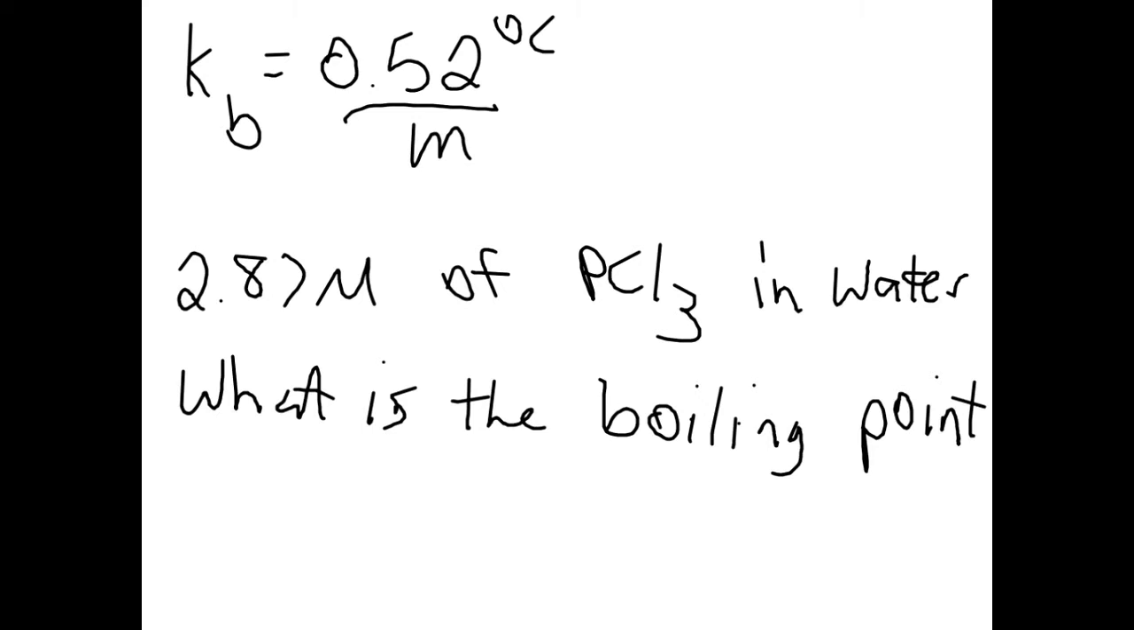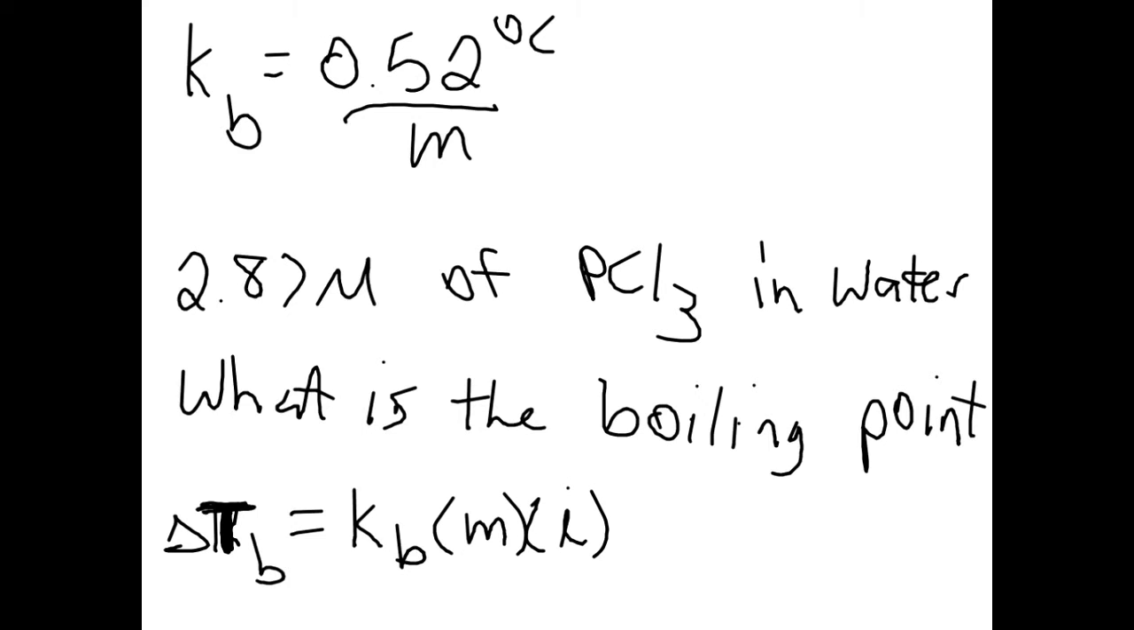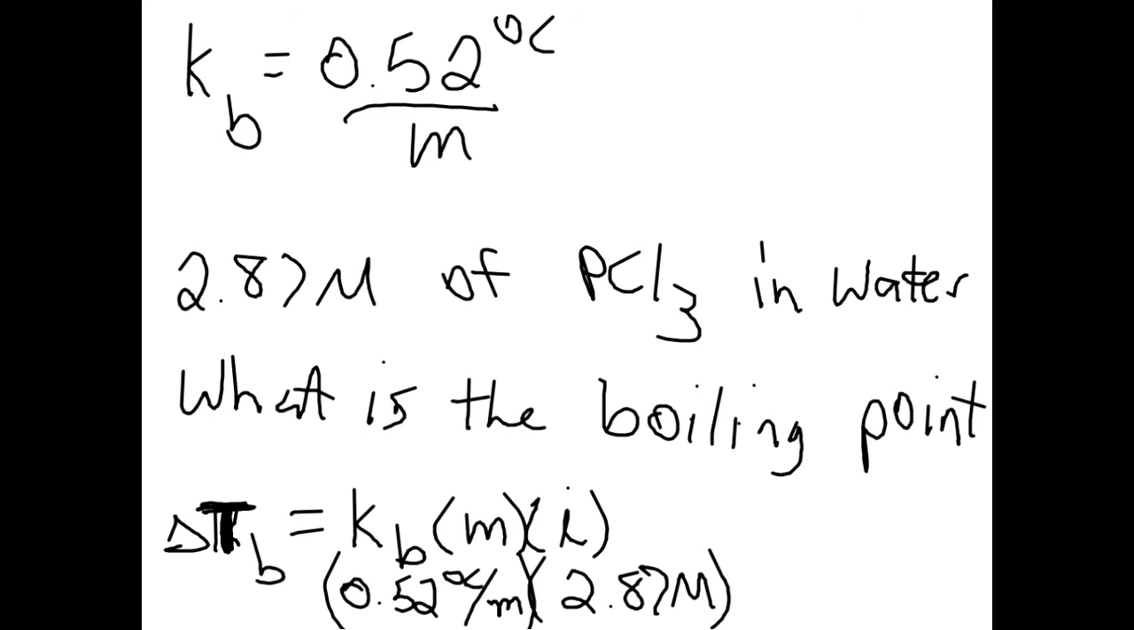Okay, so this is in water. You took some PCl3, you dissolved it in water. What is the new boiling temperature? So delta TB, the change in the boiling temperature, is equal to the Kb times the molality times I. My Kb is 0.52 degrees Celsius per molal, times, well, let's get there, 2.87 molar, times I, and I have a 4.